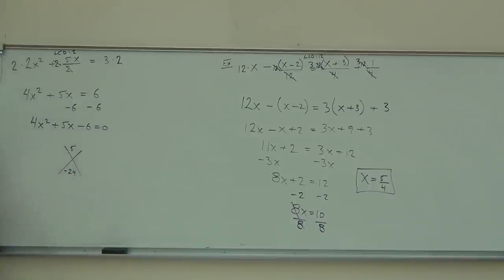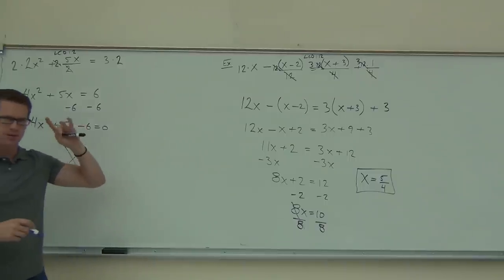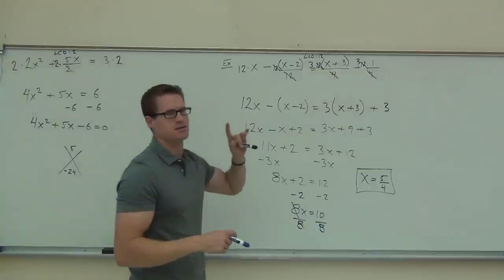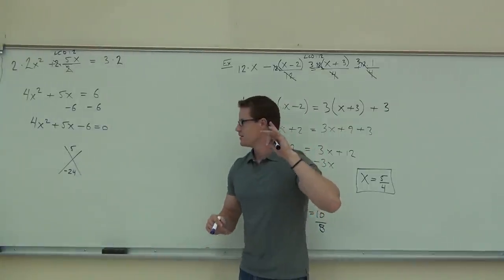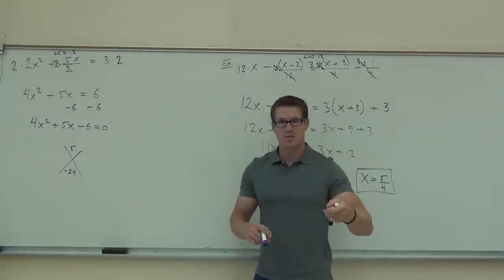Negative. Good. Negative 20, not the negative 6, right? We multiply those things. We get negative 24. You're trying to add to 5. You're trying to multiply to negative 24. Think about it in your head. Don't say it out loud yet. Think about it in your head for about 5 seconds. Do you have the numbers?